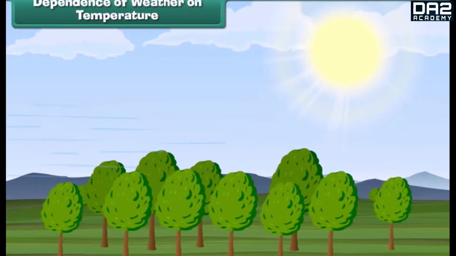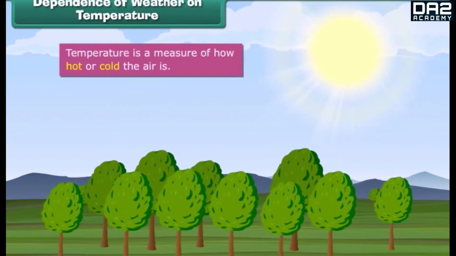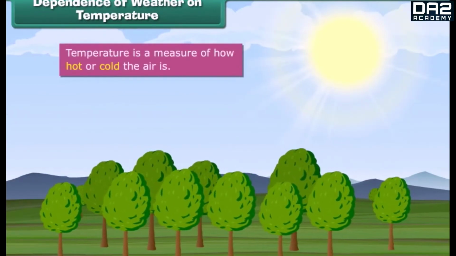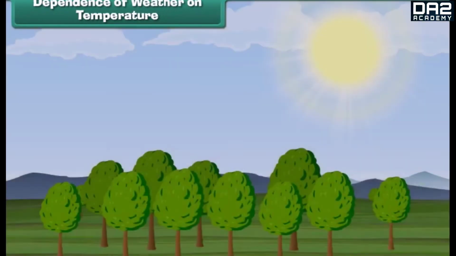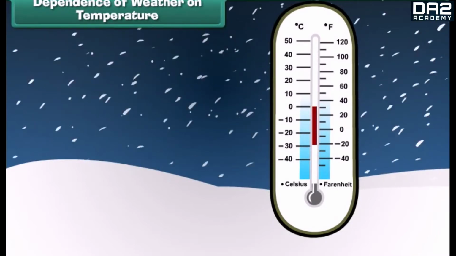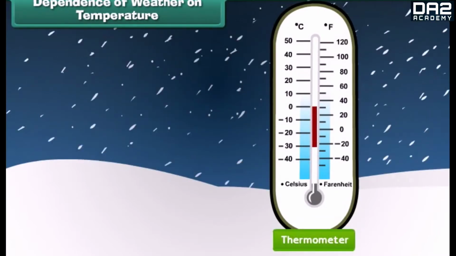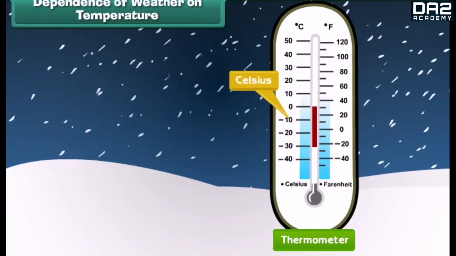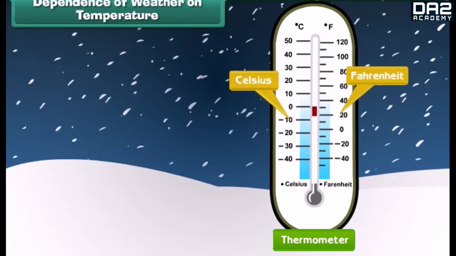Probably we all know that temperature is a measure of how hot or cold the air is. It depends upon the energy it receives from the sun. Temperature is measured with the help of a device called a thermometer, and it is calculated in degrees Celsius and degrees Fahrenheit.